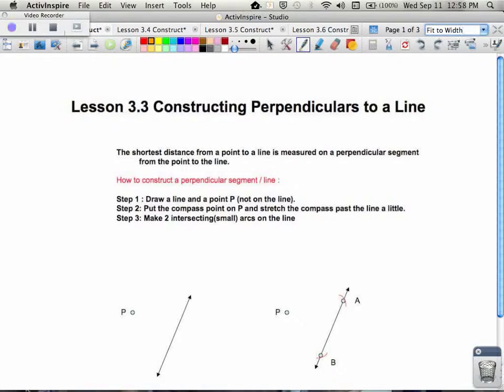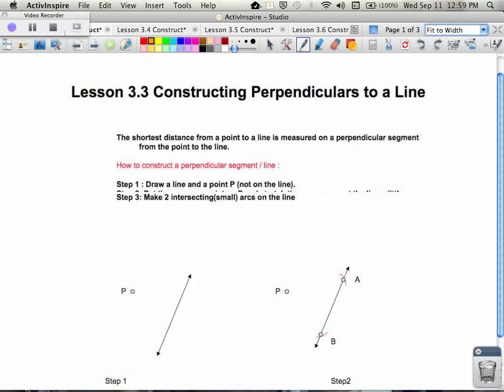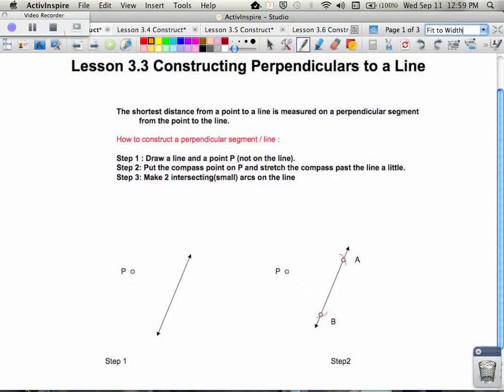In lesson 3.3, we're going to do another perpendicular, but now we're going to do it to a line. So what's going to end up happening is they're going to give you some line on a plane, and they're also going to give you some point on a plane.